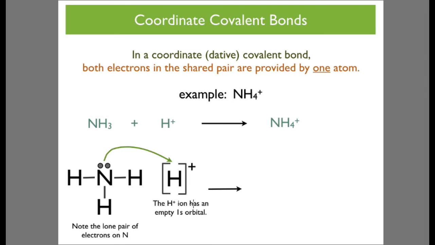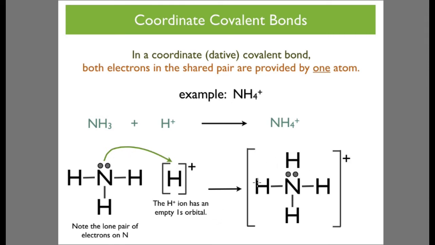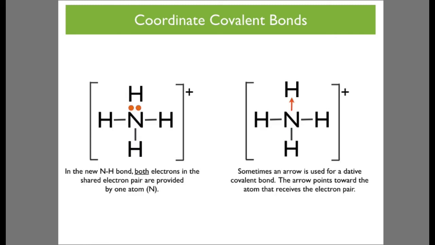The H+ ion or proton has an empty 1s orbital, and so this lone pair can go in and fill it, and you end up with a structure here, and it's positively charged. So in the new N-H bond, both electrons in the shared electron pair are provided by 1 atom, by the nitrogen. Often or sometimes an arrow is used for a dative covalent bond, you can see here, and the arrow points towards the atom that received the electron pair.